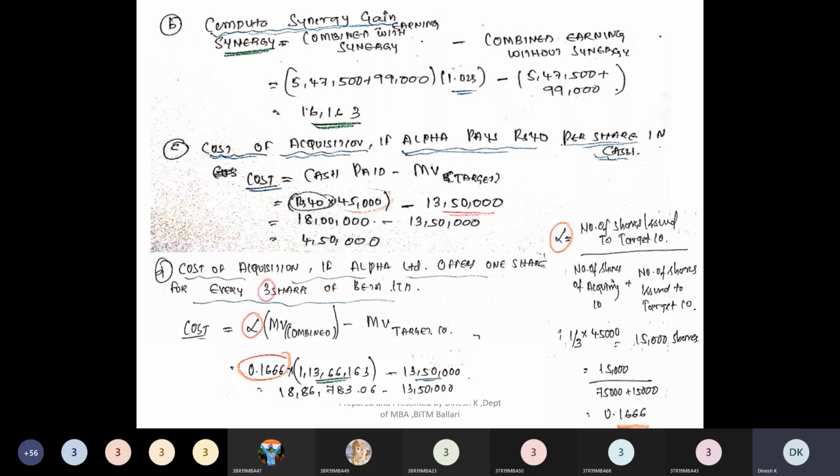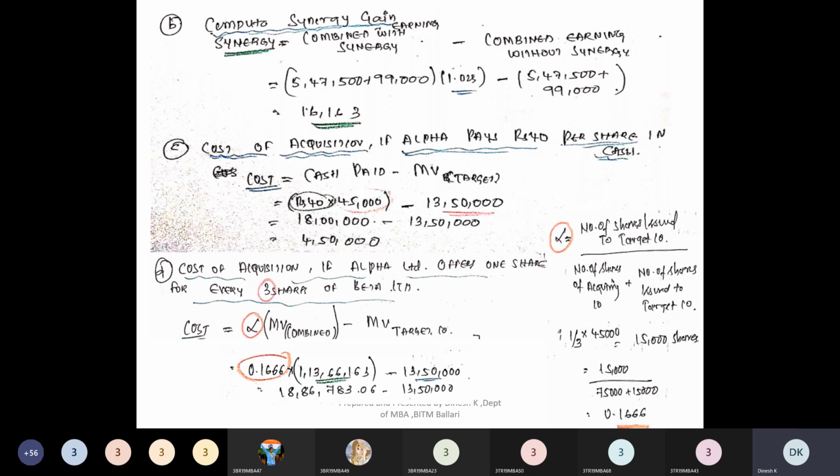Now which is more beneficial, whether merger by stock is more beneficial? The cost comes to be 5,36,000 by stock, and by cash it is 4,50,000. Which is more beneficial, merger by cash or merger by stock? Merger by stock, the cost would be for you 5,36,000. It is more costly. When you go by cash, the cost of the merger would be only 4,50,000.